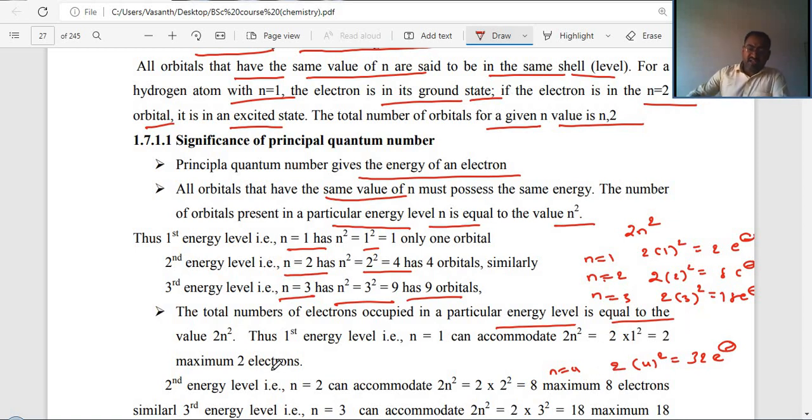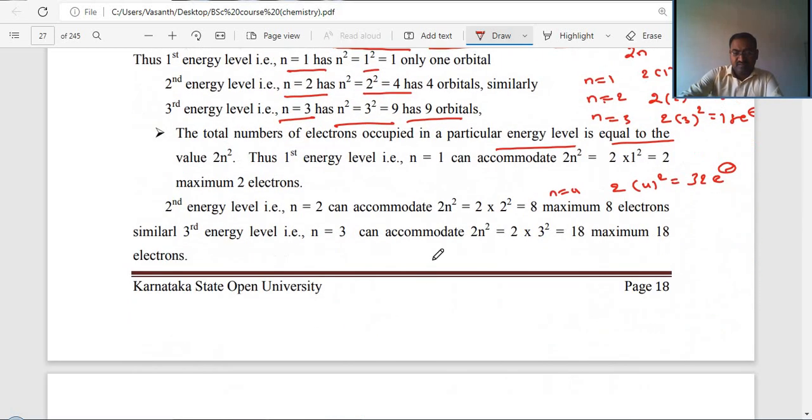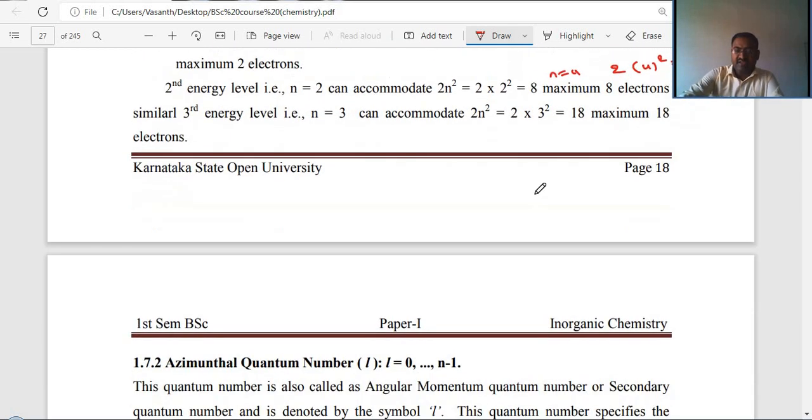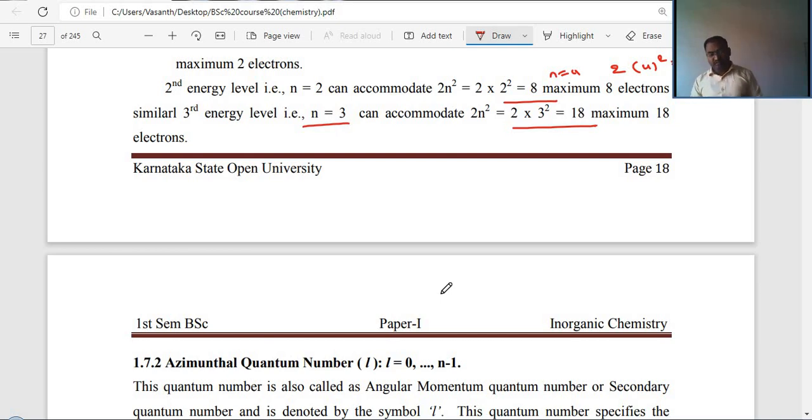In the second energy level, n is equal to 2, we can accommodate a maximum of only 8 electrons. In n is equal to 3, a maximum of 18 electrons. In n is equal to 4, 32 electrons. What is the conclusion of this? The maximum number of electrons accommodated in any atomic energy level is 2n squared.